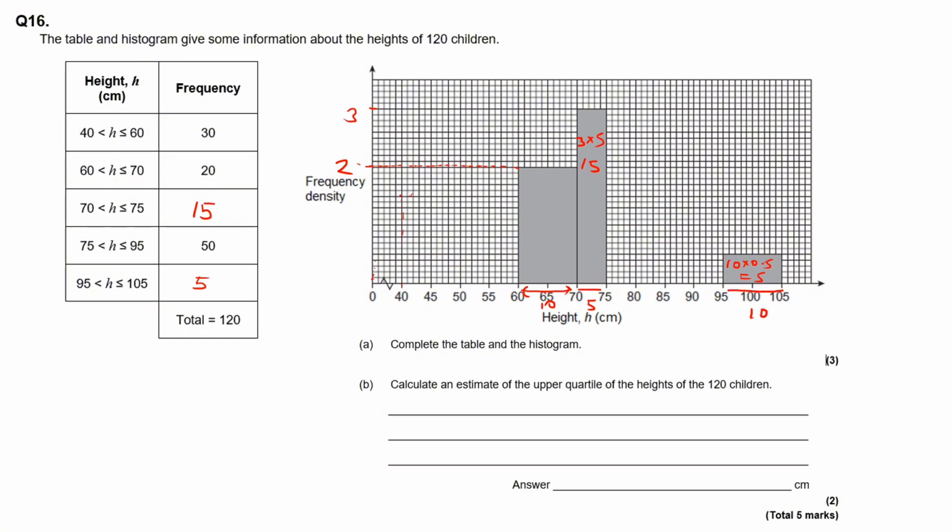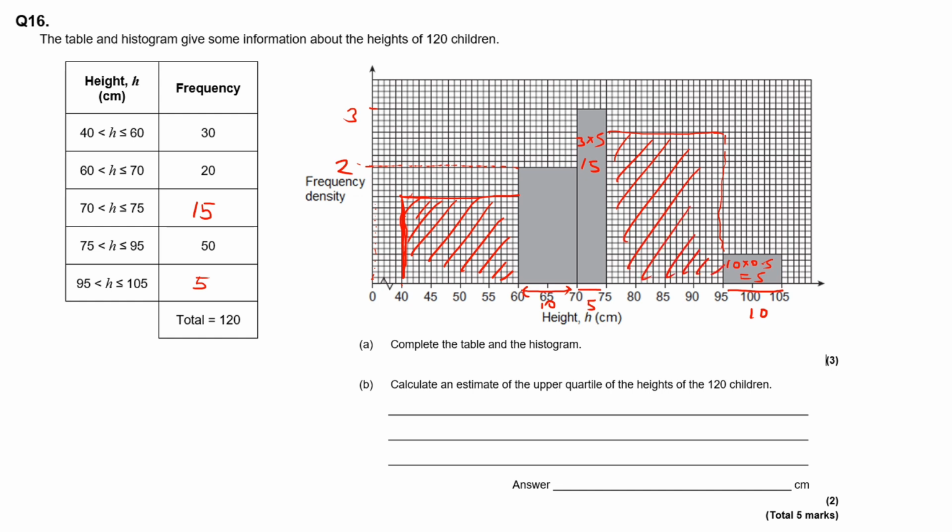3, 4, 5, 6, 7, 8, 9, 10, 11, 12, 13, 14, 15. It's going to be here. The next one is going to be from here to there, which is something like this. There we go.